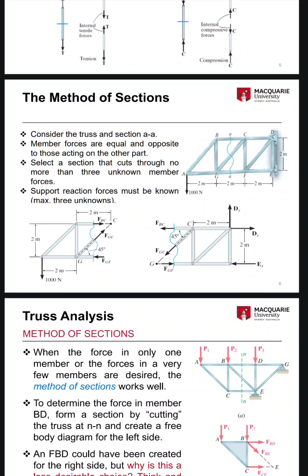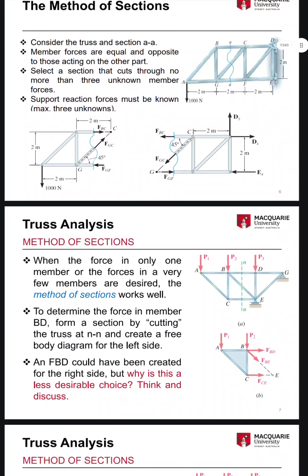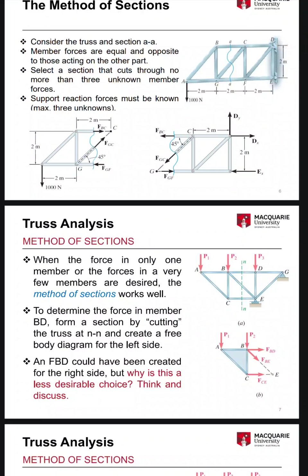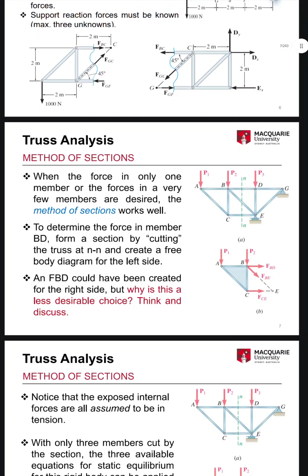We cut the truss, and the forces are horizontal, vertical, and the reaction force. And this is the 1000 Newton over there. Truss analysis, method of sections. P1, P2, P3. We did the cut. G and E. When the force in only one member, or the forces in very few members, are desired, the method of sections works well.